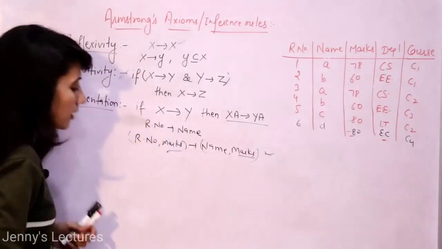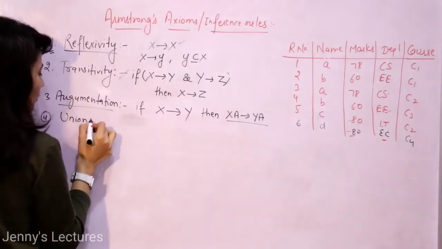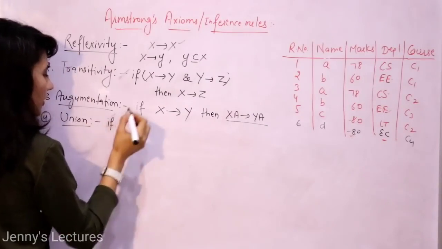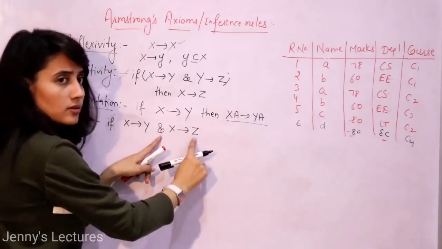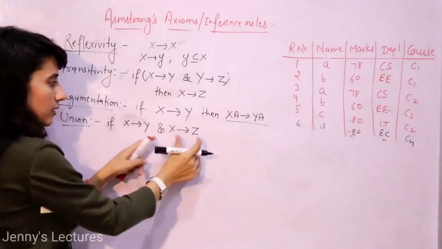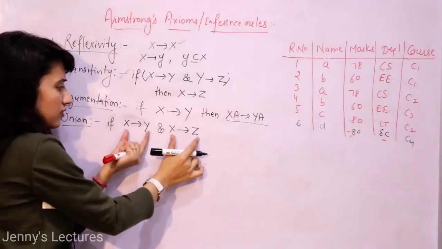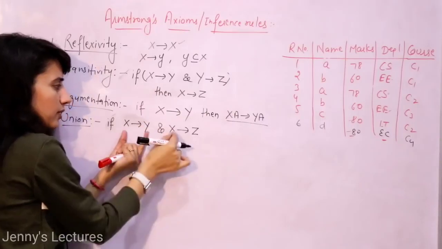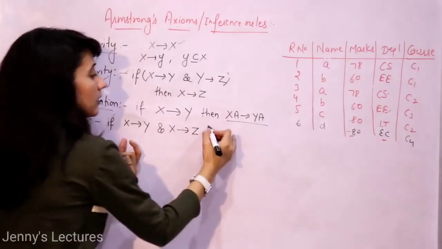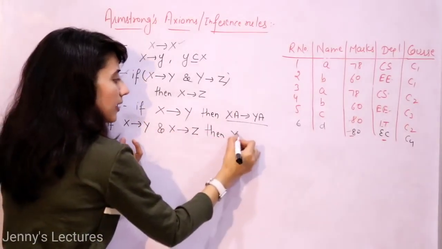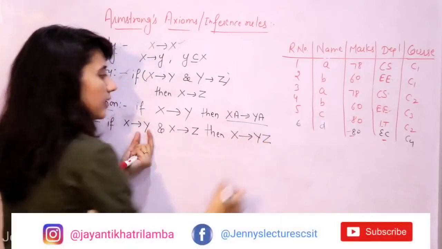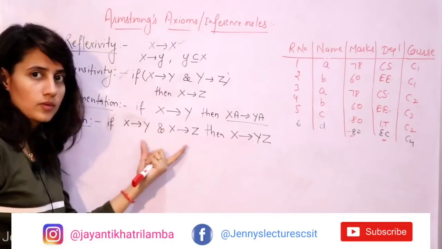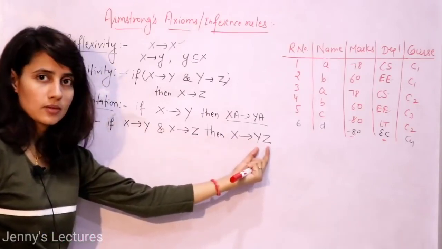So those are, first is union. According to this rule, if x determines y and x determines z, see here in these functional dependencies, the determinant is the same, only the dependent is different. Then you can say x determines both y and z. You can write these two together in one place, right?